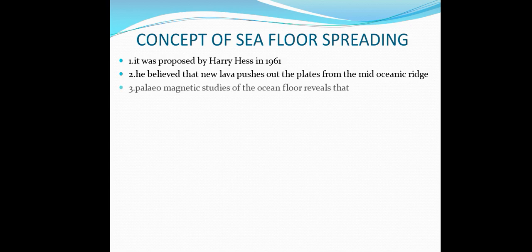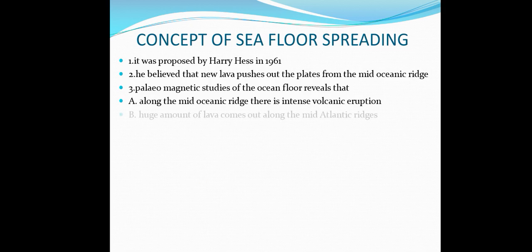Concept of seafloor spreading. This concept was proposed by Harry Hess in 1961. He believed that new lava pushes out the plates from the mid-oceanic ridge. Paleomagnetic studies of the ocean floors reveal that along the mid-oceanic ridge there is intense volcanic eruption. A huge amount of lava comes out along the mid-Atlantic ridges.